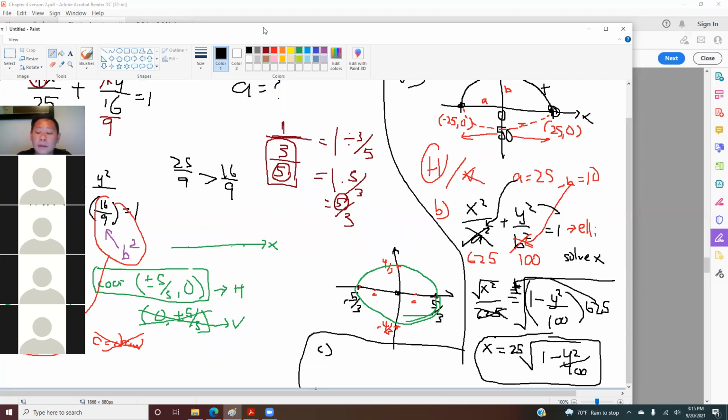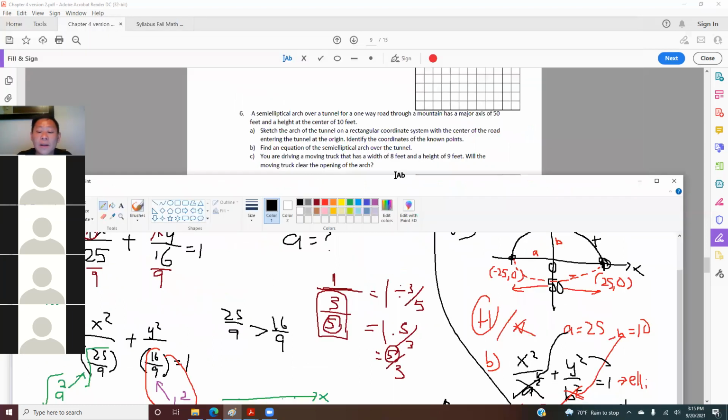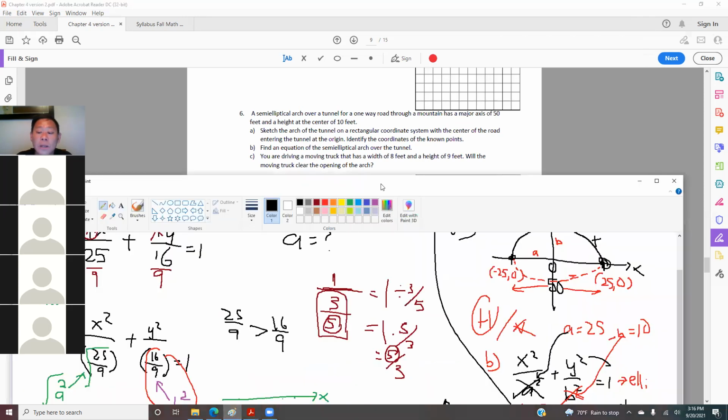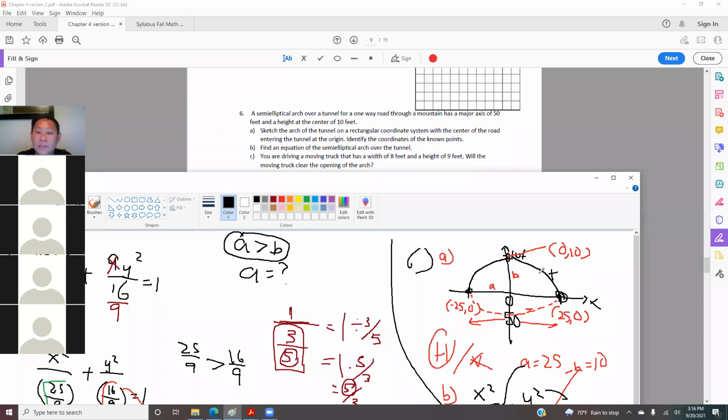And part C: you are driving a pickup truck, and this pickup truck has a width of 8 feet and a height of 9 feet. Will the pickup truck go through it? So let's say this is the tunnel that it has. Your pickup truck, I'm going to do in purple. This is a one-way road, so only one car can go through it.